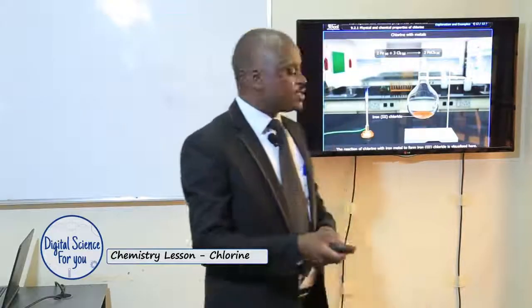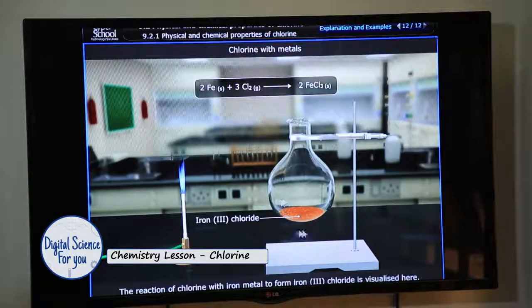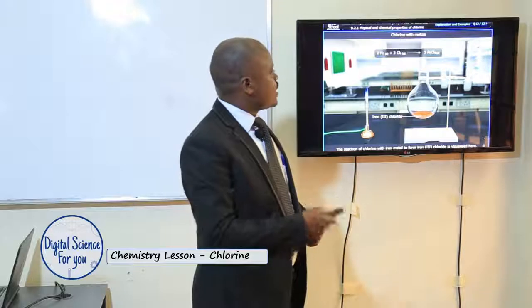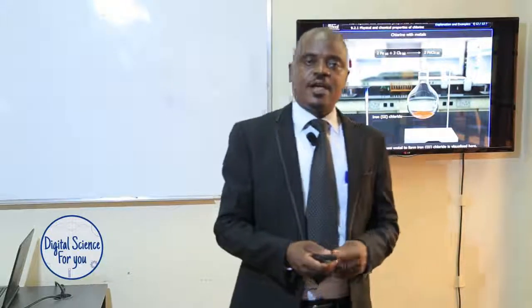From our quantitative analysis, iron 3 chloride is reddish brown. So the equation: 2 moles of iron react with 3 moles of chlorine to give us 2 moles of iron 3 chloride, which is a solid. So you can see that this Digital Science brings out the properties of chlorine very well, and I believe every one of us can never forget these properties, having visualized them. And that is the pride that Digital Science gives you.